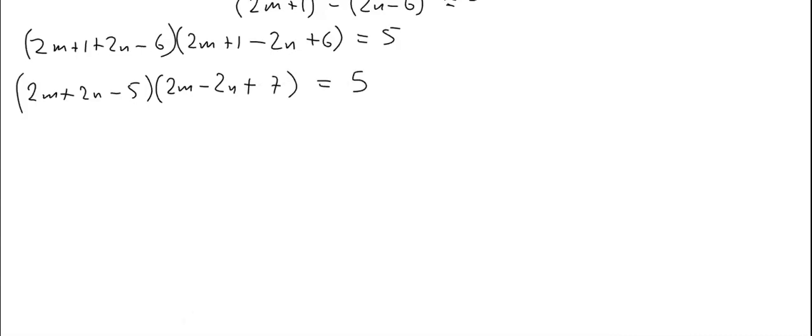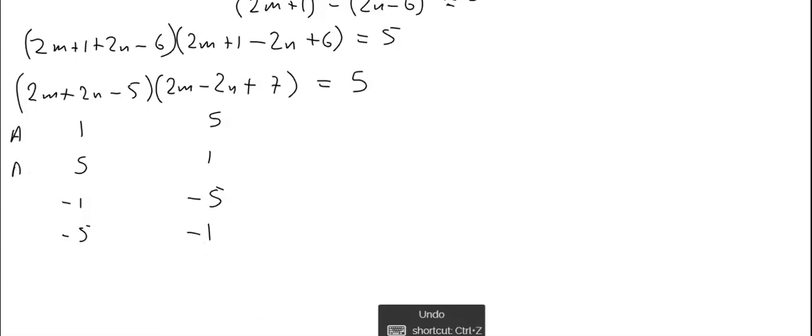Because we're dealing in integers, 1 times 5 equals 5, 5 times 1 equals 5, minus 1 times minus 5 equals 5, and minus 5 times minus 1 equals 5. And so I have pattern A, pattern B, pattern C, and pattern D. And so I take each of these in turn.